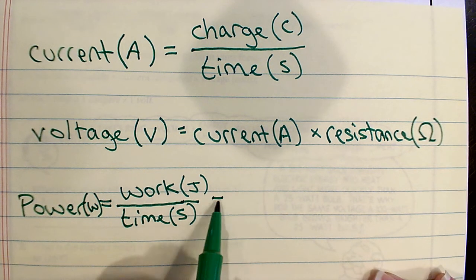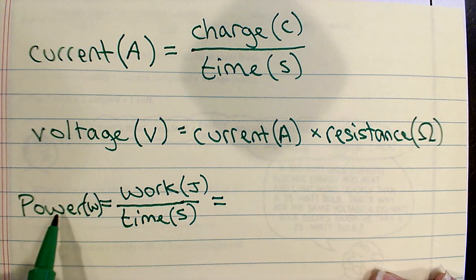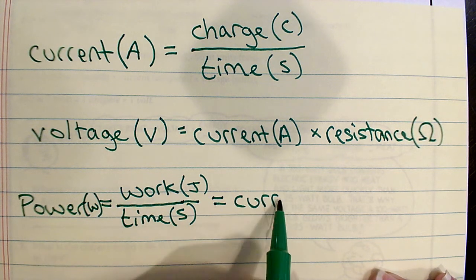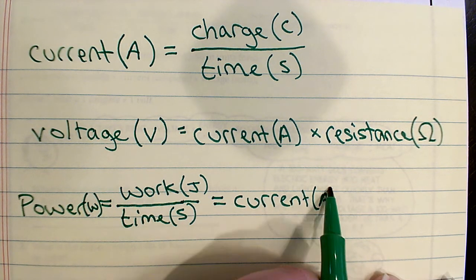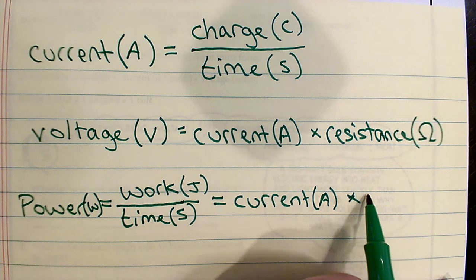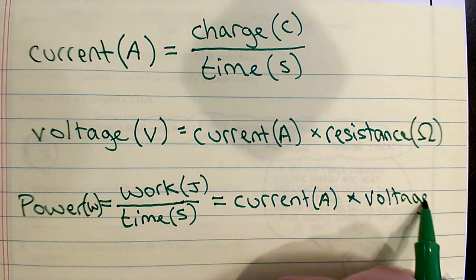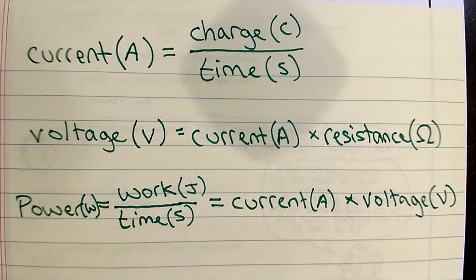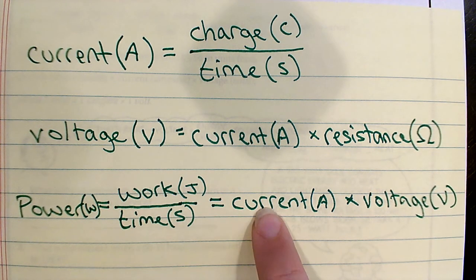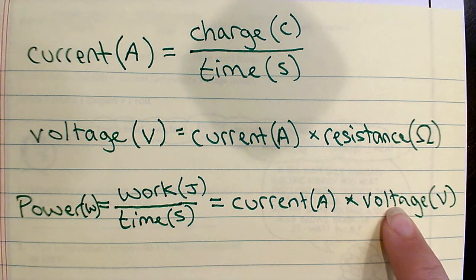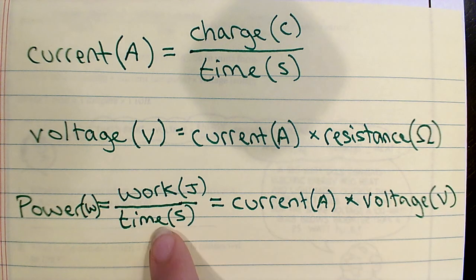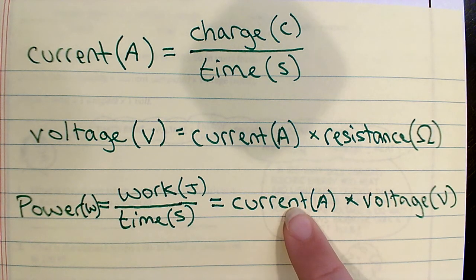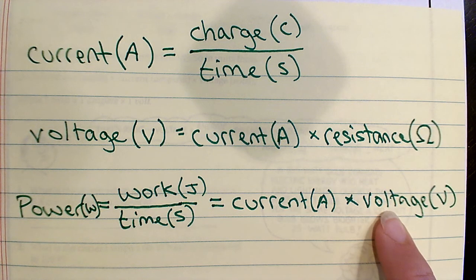So I can do a little substituting here and say, well, power would also equal current, still measured in amps, times voltage, measured in volts. So remember, it's work, which is moving stuff. Current is how much stuff is moving, how fast stuff is moving. And voltage would make the time less. So that's why it's multiplied instead of dividing. So I can calculate power as work divided by time, or current times voltage.